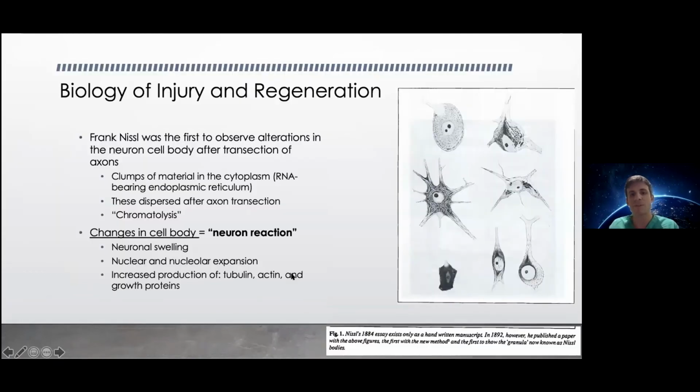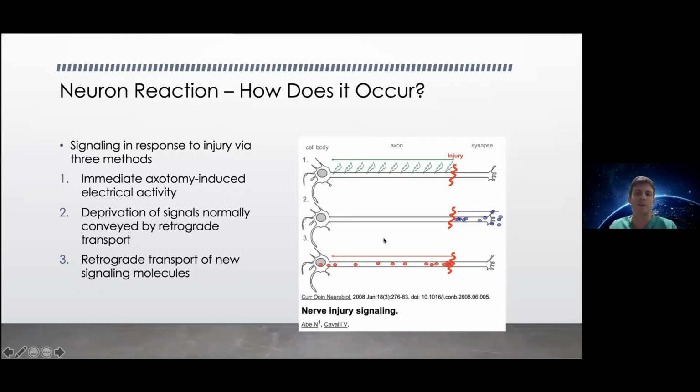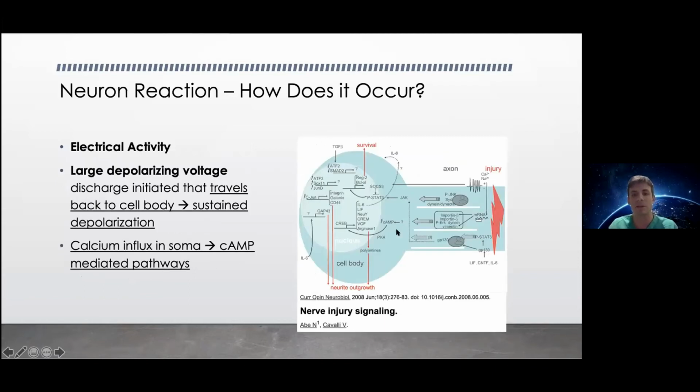So let's talk about injury quickly. Basically, when the axon's injured distally, the cell undergoes a neuronal reaction, and that occurs through 3 mechanisms. And this becomes interesting when we talk about repair strategies, one in particular that I'll go over. But there's a natural electrical activity, then there's a deprivation of signals, and then there is retrograde transport of new signaling molecules to tell the cell body, hey, axon's injured, we need to start the repair process.